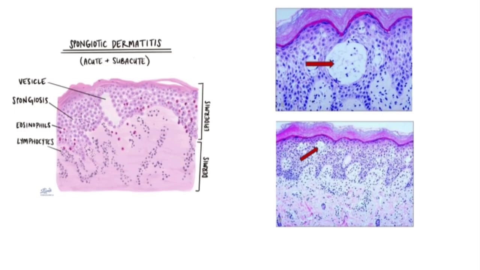So the image shows spongiotic dermatitis. This is a schematic diagram showing spongiotic dermatitis, acute and subacute variant, showing vesicles. So there is intraepidermal vesicle formation, spongiosis showing rounded cells, and eosinophils and lymphocytic infiltrates. The red arrow shows an intraepidermal vesicle occurring in spongiotic dermatitis.